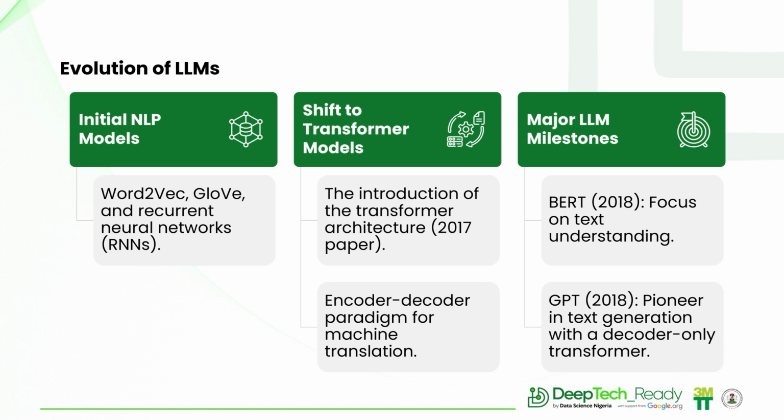Key milestones include BERT, introduced in 2018, which focused on understanding text using a bidirectional encoder. That same year, GPT emerged, pioneering text generation with a decoder-only transformer. Together, these advancements set the stage for today's large language models.